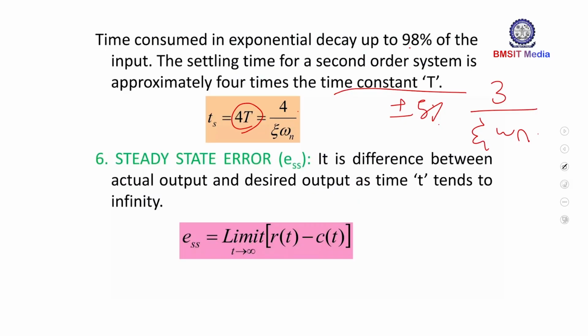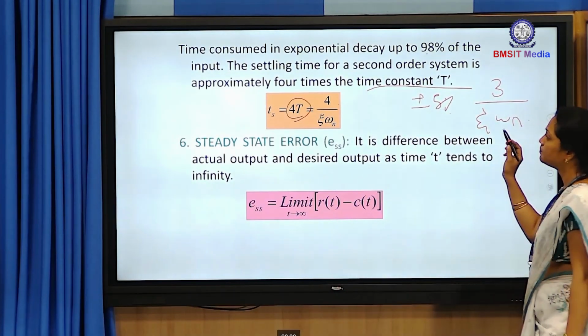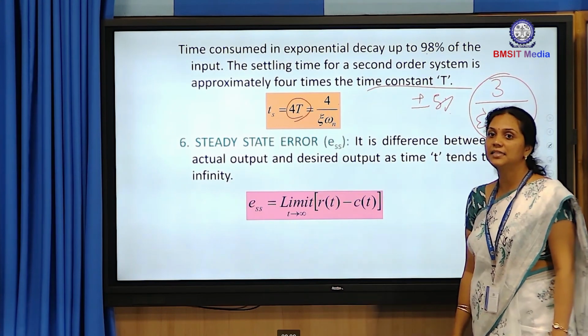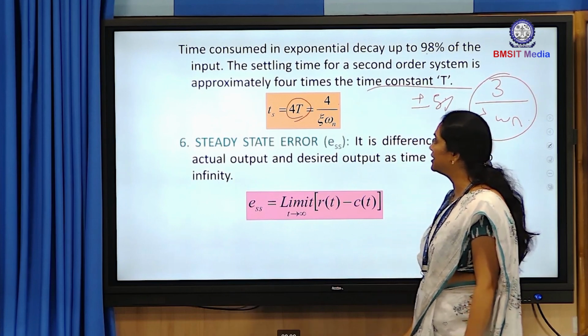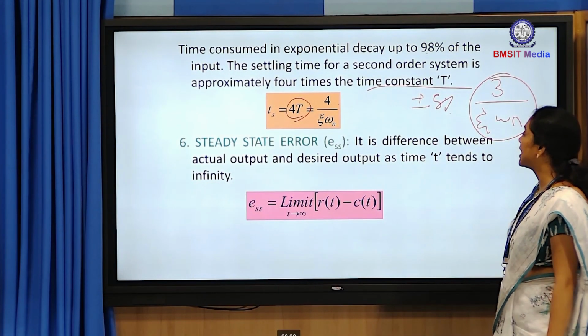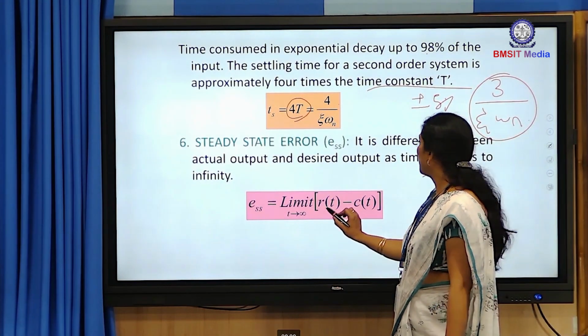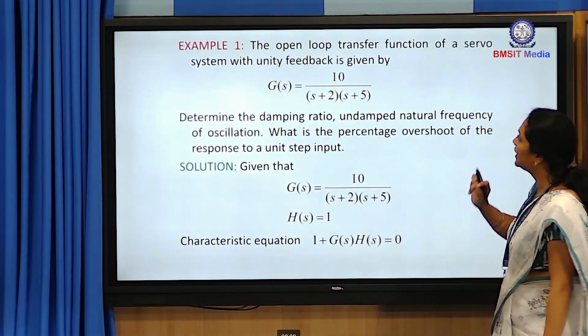If nothing is specified in the problem, we go for the plus or minus 2% tolerance band. If they mention that it is plus or minus 5% tolerance band, then to calculate the value of Ts, I have to use this formula, that is 3 by zeta into omega n. Similarly, the last definition is the steady state error, which is defined as the difference between the output and the desired output as the time t tends to infinity. So R of t minus C of t gives us the steady state error.